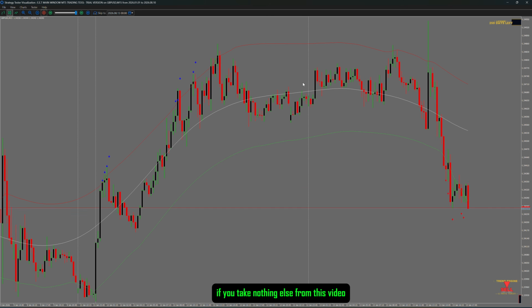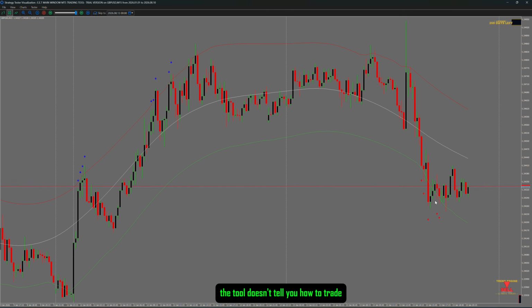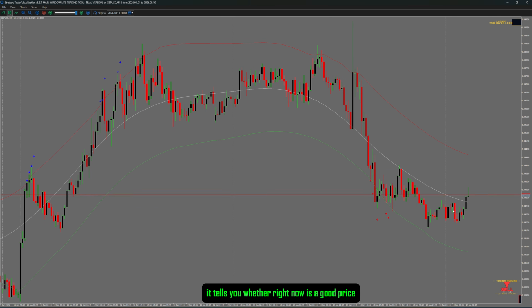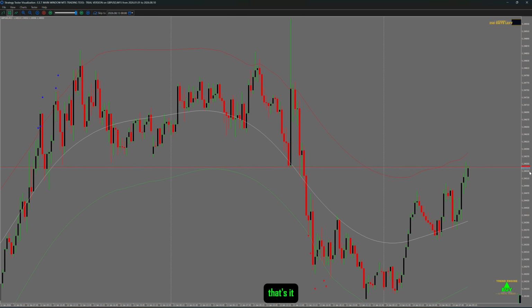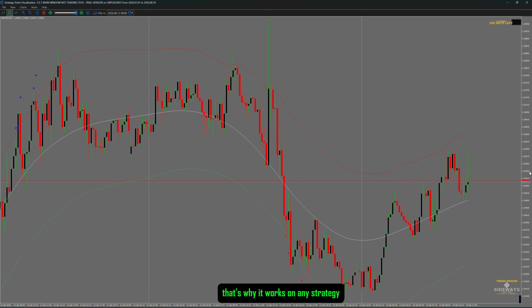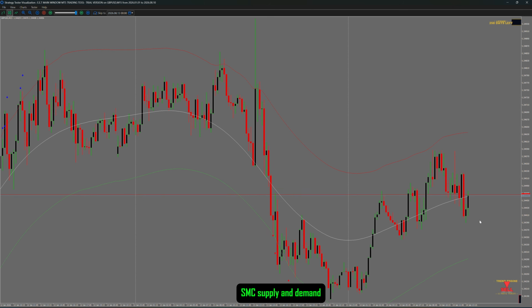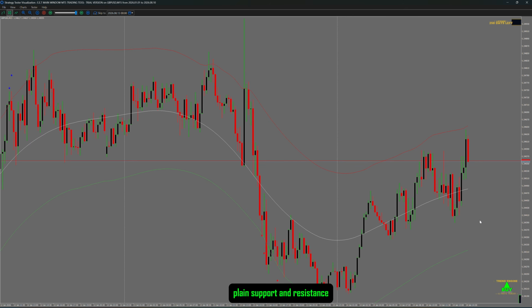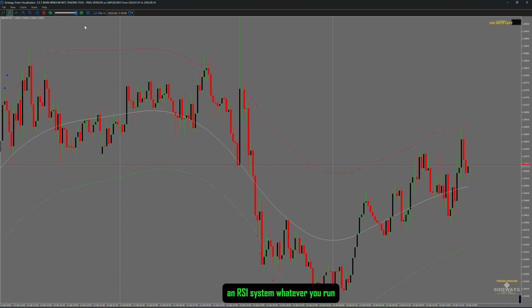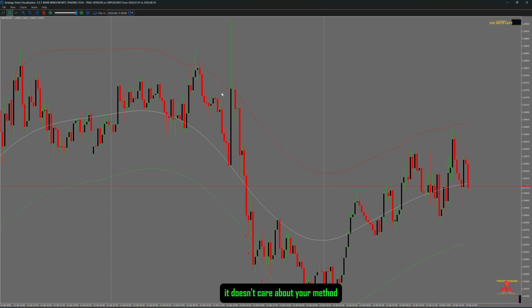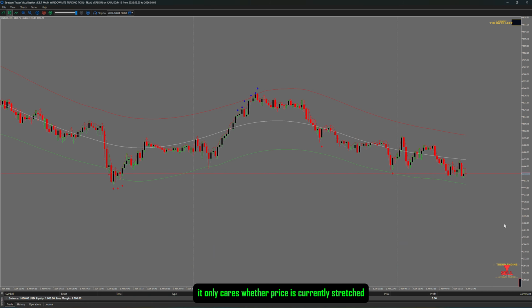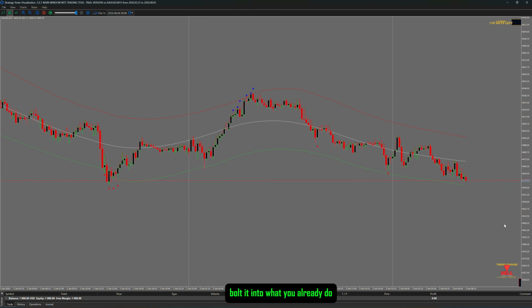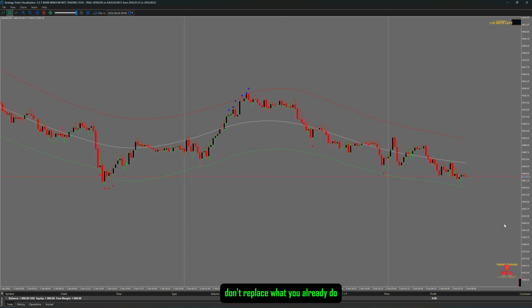If you take nothing else from this video, the tool doesn't tell you what to trade. It tells you whether right now is a good price for the trade you already decided to take. That's it. That's the whole thing. That's why it works on any strategy. SMC, supply and demand, ICT, plain support and resistance, an RSI system, whatever you run. It doesn't care about your method. It only cares whether price is currently stretched. Bolt it into what you already do. Don't replace what you already do.